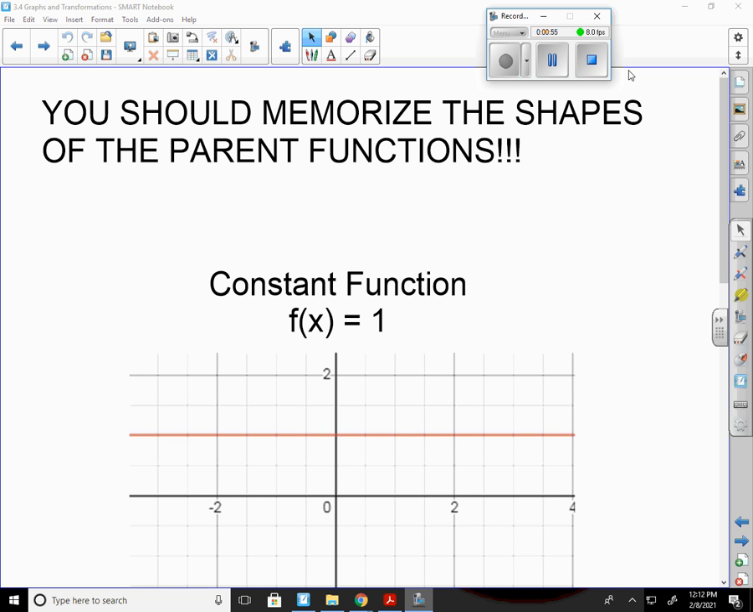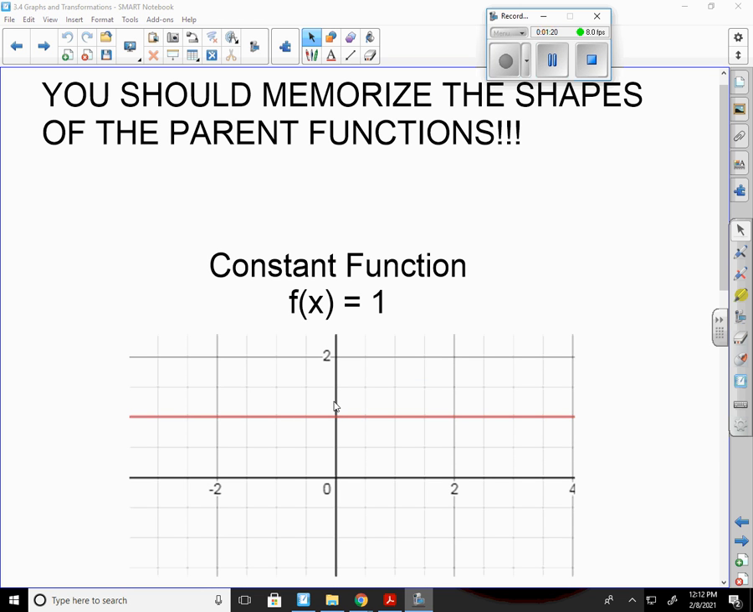You should memorize the shapes of the parent functions. Our first parent function is the constant function. That is one like f of x equals 1. It's just a number on the right-hand side. When we graph that, it's just a horizontal line. It goes through y equals 1. That is a constant function.